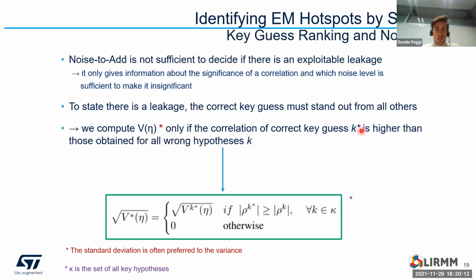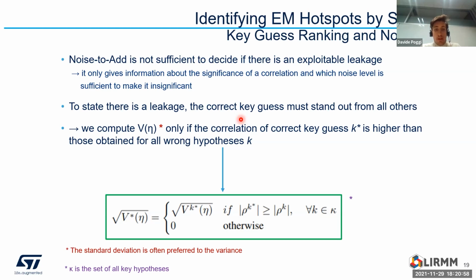And then to conclude this part, we have to do one more step, because the method that I talked about until present is not enough to state that there is a leakage in a design, because the noise to add only tells us what is the level of significance of a correlation and what is the level of noise we have to add to destroy this correlation. But we all know that when we perform a CPA-like attack, in order to exploit a leakage, we have to observe that the correlation of the correct key guess stands out from all other key hypotheses, so that the correlation of the correct key must be greater in modulus than the other key hypotheses.